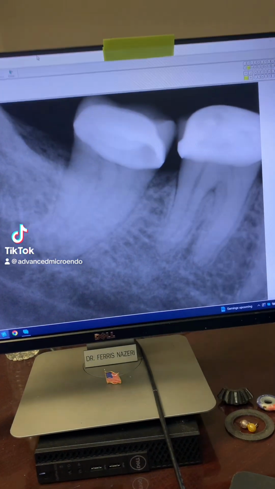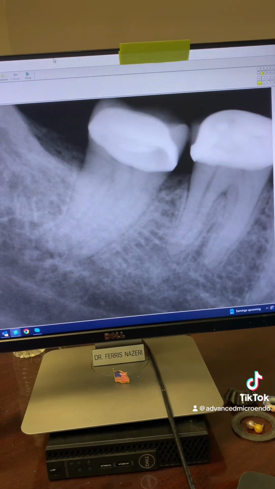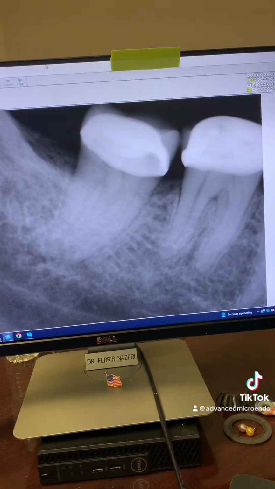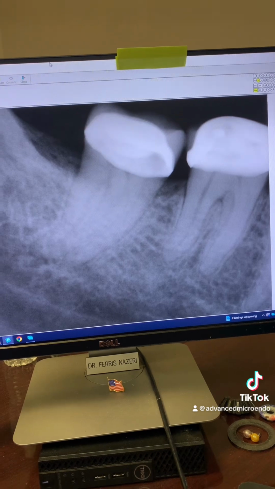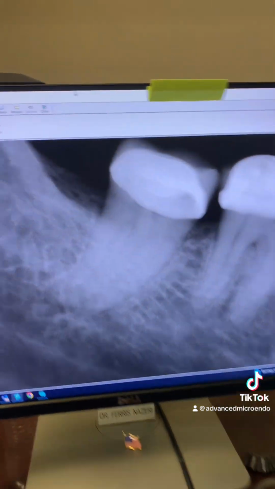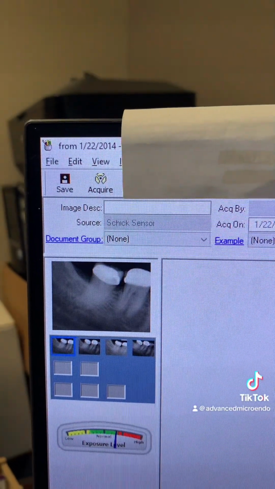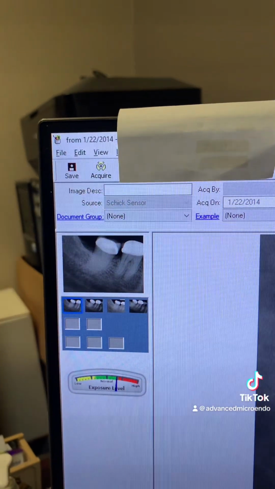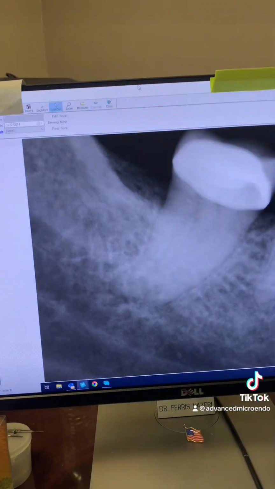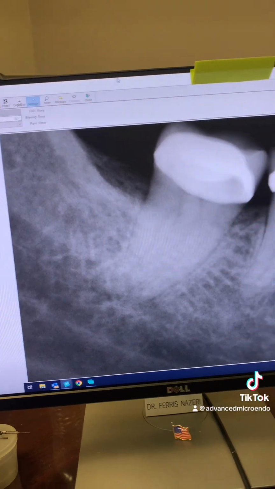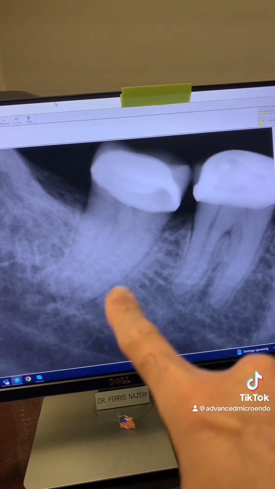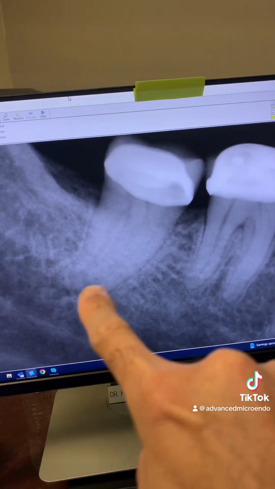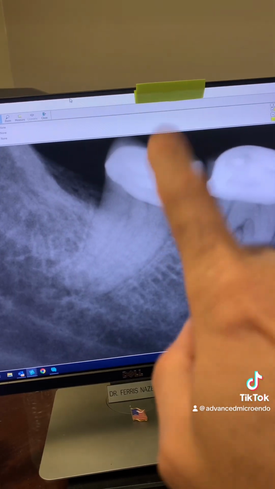This patient came to see me in 2014, more than 9 years ago. It was January 22, 2014, so almost 10 years ago, for endodontic treatment of tooth number 31. As you can see, there is periapical lucency associated with the tooth, and the patient had symptoms.